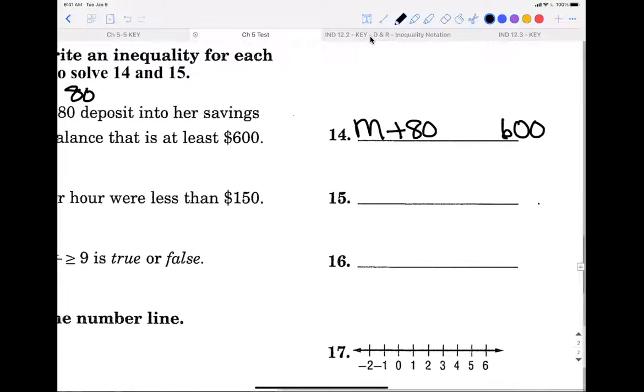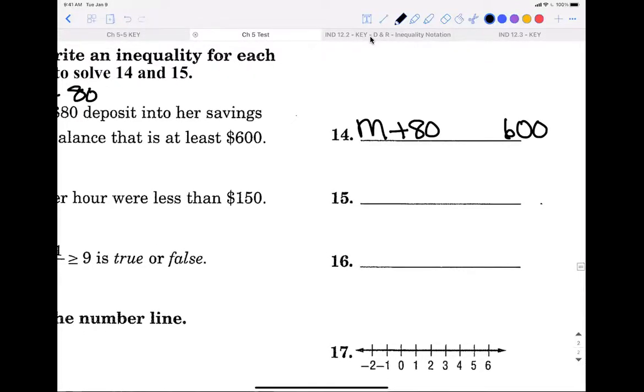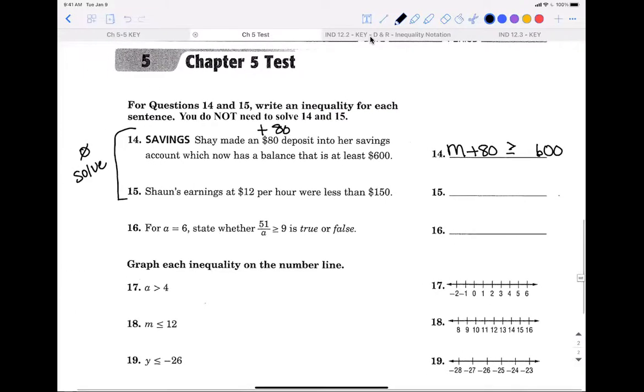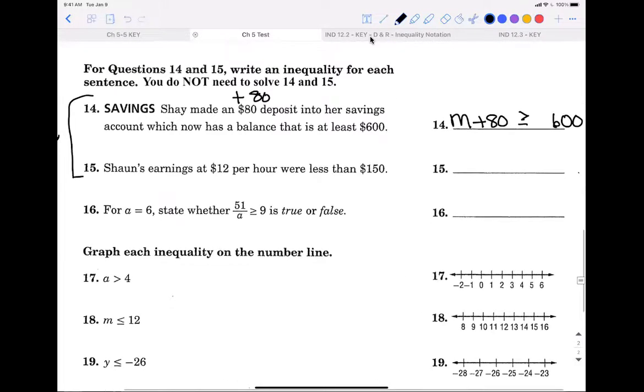What sign am I going to put in there for at least? Yeah. Her money plus 80 has to be greater than or equal to the 600 because she has at least $600. Okay. Shauna's earnings at $12 per hour were less than $150. So I'm just going to tell you that per means multiplication, and I would use H for hours. That's all I'm going to tell you.